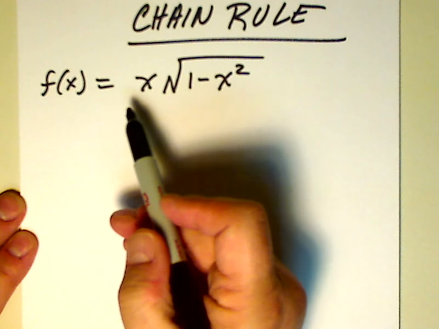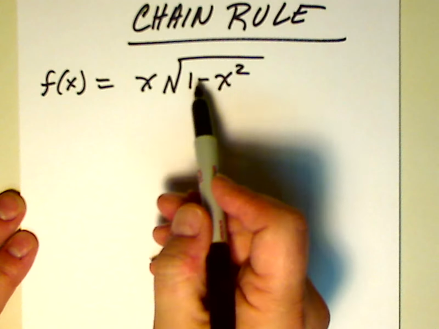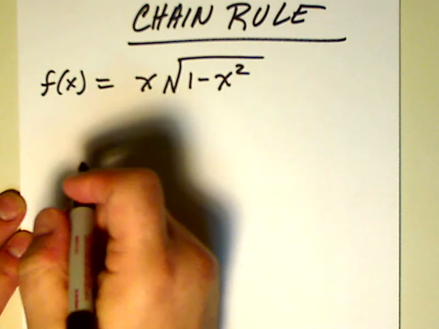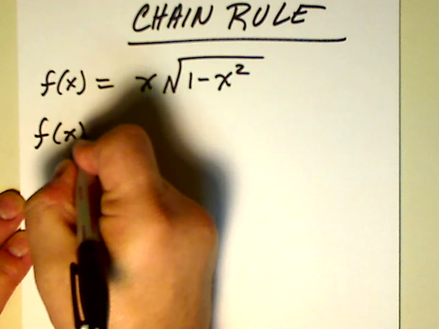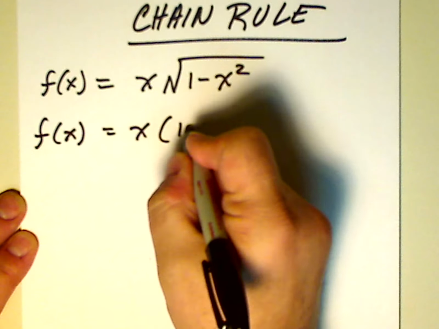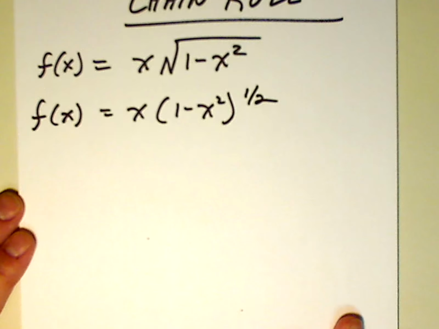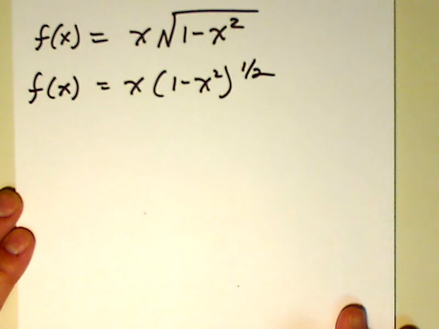So, alright, here's the problem we're going to work out. X times the square root of 1 minus x squared. We need to lift the square root bracket, so we're going to rewrite this as x times 1 minus x squared to the 1/2, right? The square root's the same as saying raise me to the power of 1/2.